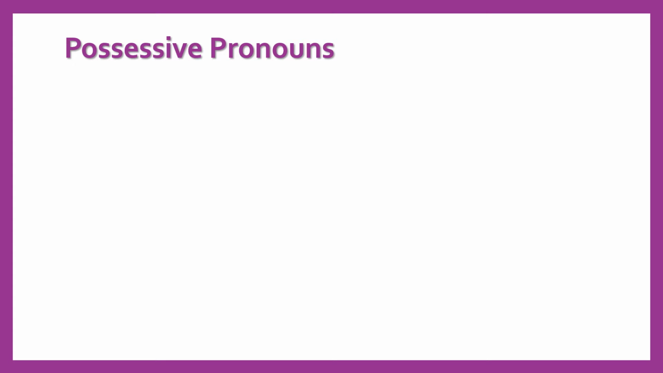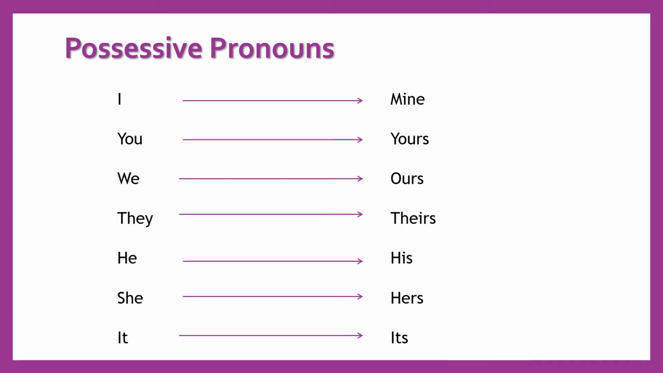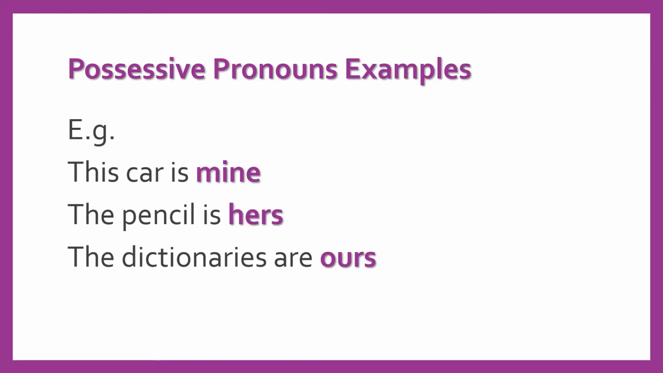We have another type of pronouns. In this case, we call it possessive pronouns. With the word possessive, we know that it talks about possession, when we own some things. In this case, they are also written differently. In the case of I, it's going to be written mine, you, yours, we, ours, they, theirs, he, his, she, hers, and it, its.